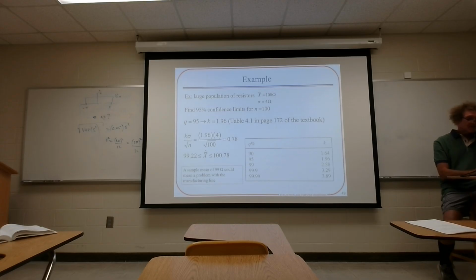He says if you have a large population of resistors, and the real standard deviation is 4, find the confidence interval if you have a sample size of 100. The key thing is k: if you want 95% confidence, k is 1.96. 1.96 times 4 divided by the square root of 100 is 0.78. So you go 0.78 above and below the mean. If the mean is 100, it goes from 99.22 to 100.78.